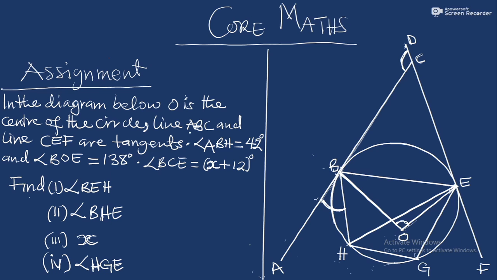Alright, so always the first thing to do is to look for clues in the question. So we're told that line ABC and then line CEF are tangents. So it means that we have to apply a theorem on tangent to help us solve some of the angles in the question. Okay? Alright, so let's move on to the diagram.